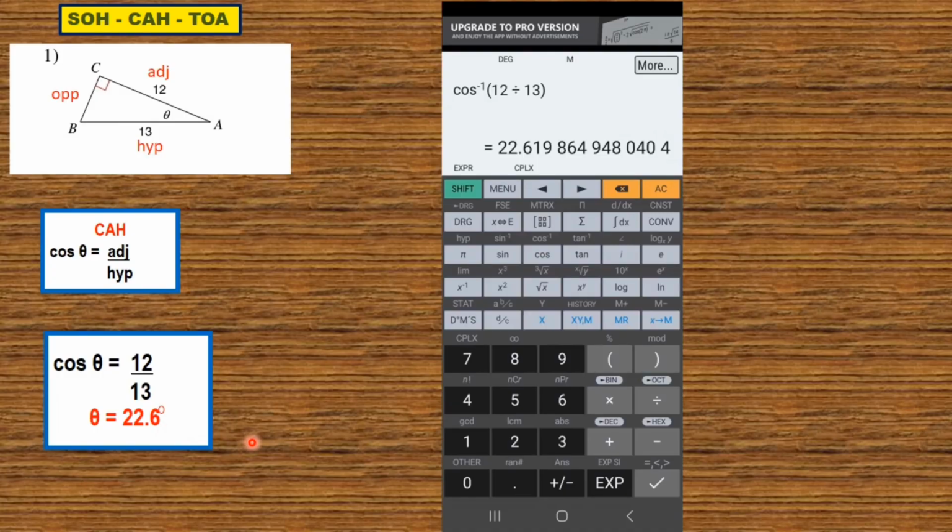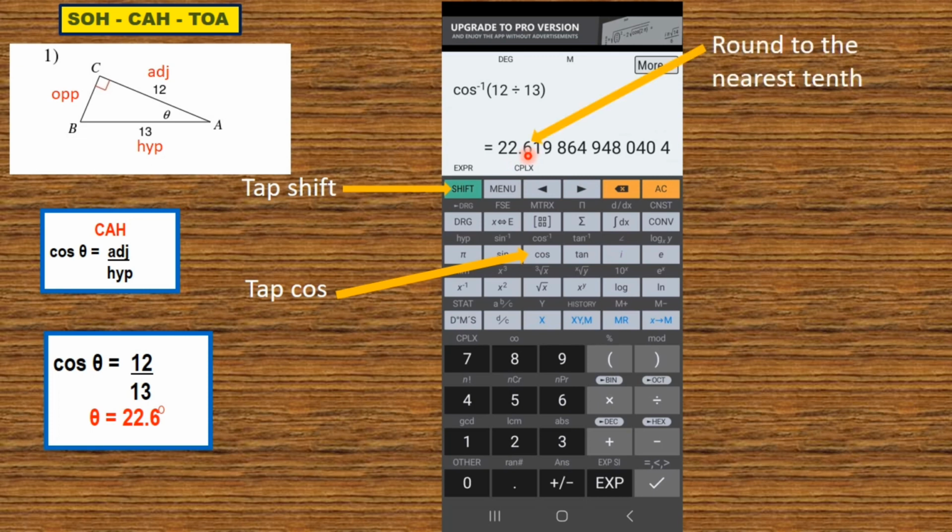So in your calculator, tap shift and then tap cosine, 12 divided by 13. This is what should appear, and this will be the answer. Round it off to the nearest tenth. This is the tenth digit. Since the next digit is 1, it just remains. So 22.6 degrees is the answer.